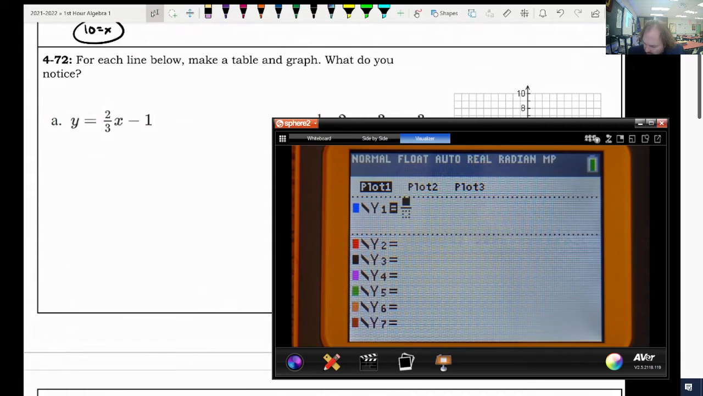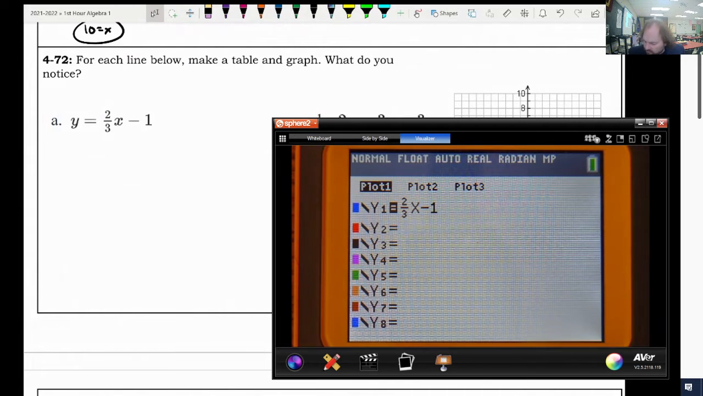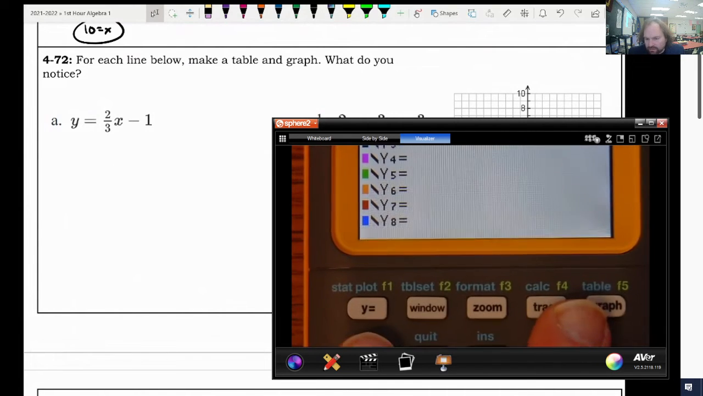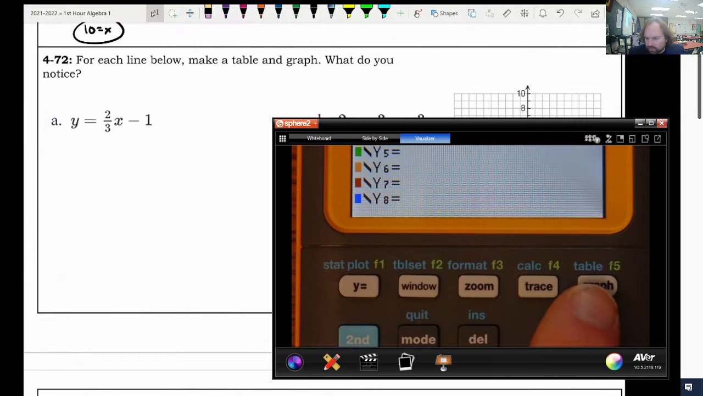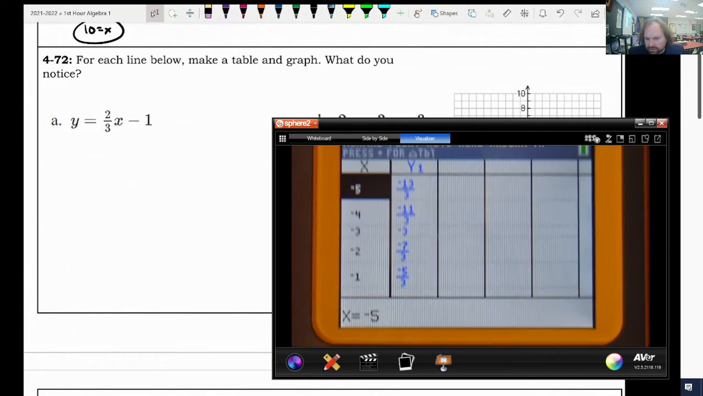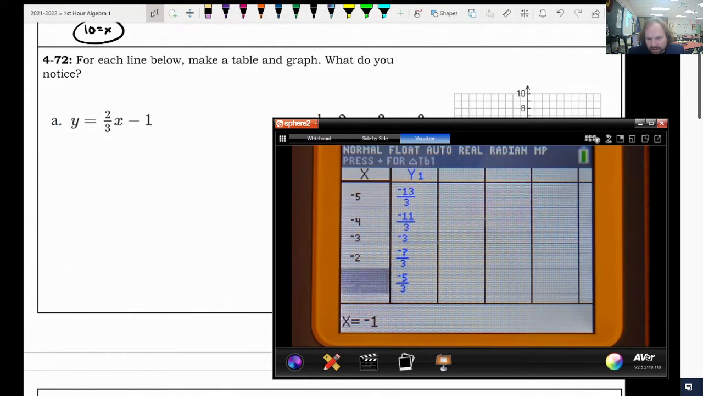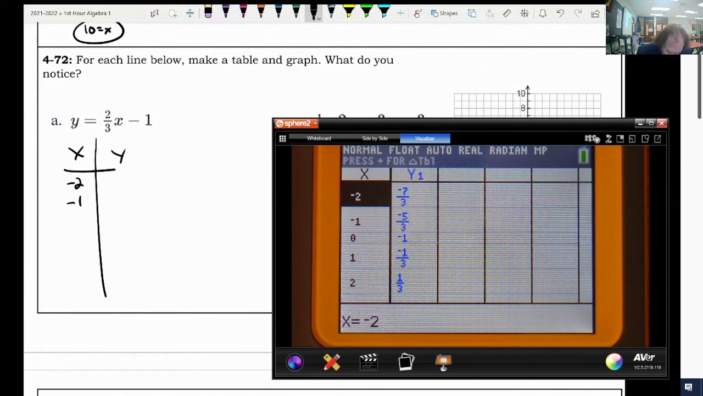I'm going to go ahead and program 2/3 x minus 1 into the calculator, and I'm just going to push second and the table button right there and take a look at what the table is. Now I notice they're not nice whole number answers, but they are something. So I'm just going to go from -2 to 2 for this table. X and Y. Let's go -2, -1, 0, 1, and 2.